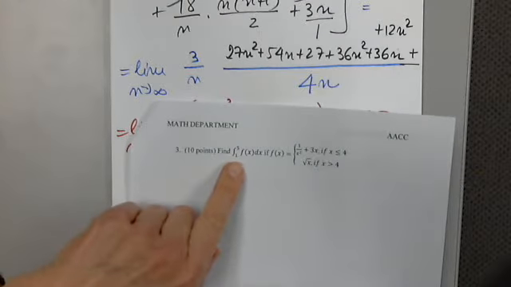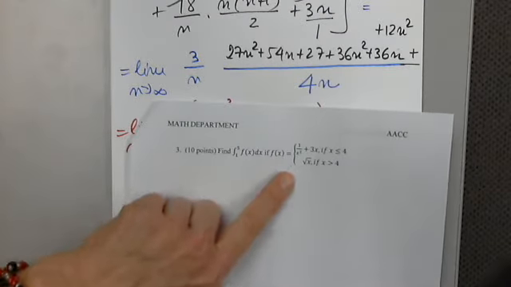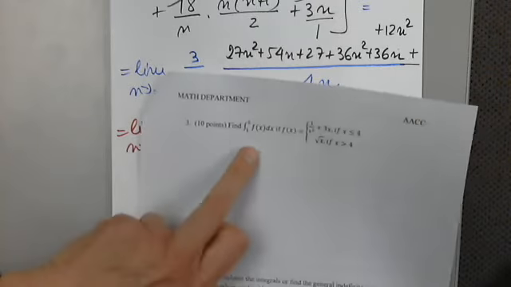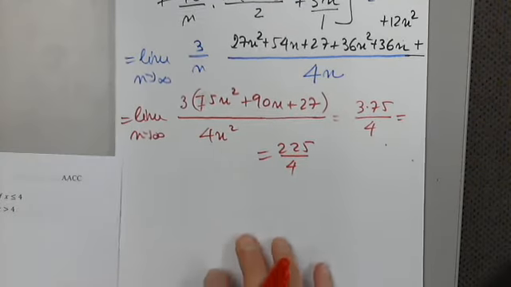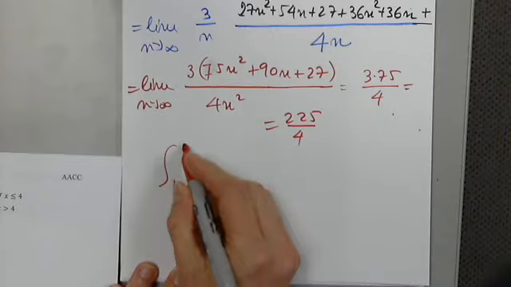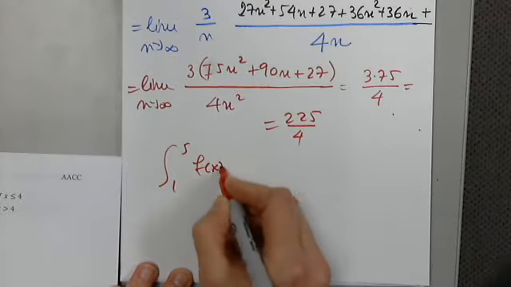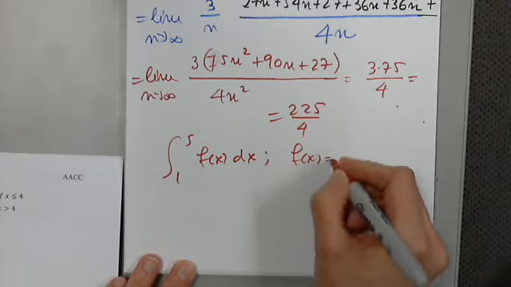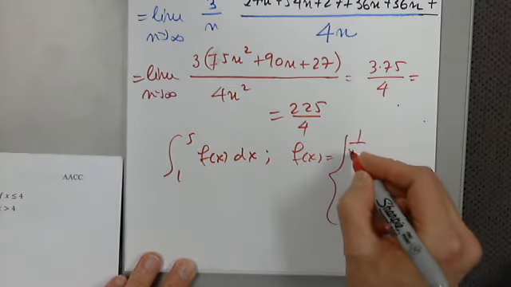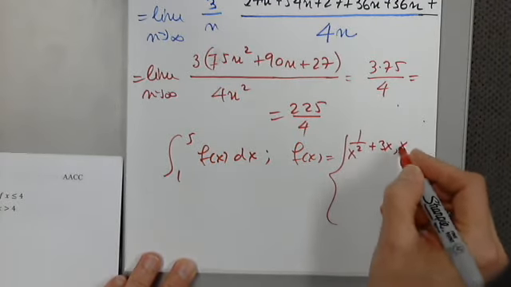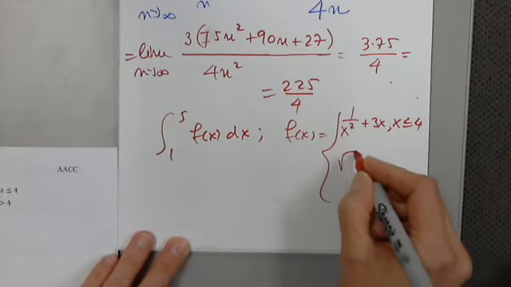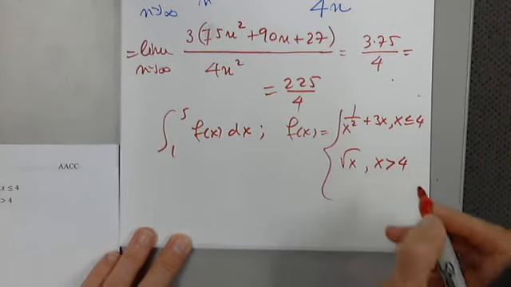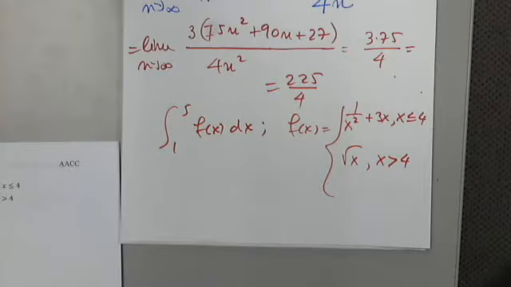We are given a piecewise defined function, and we're asked to find the integral from 1 to 5 of f of x dx, and the function is given to us: 1 over x squared plus 3x for x less than or equal to 4, and the square root of x for x greater than 4. Okay, 1 minute.